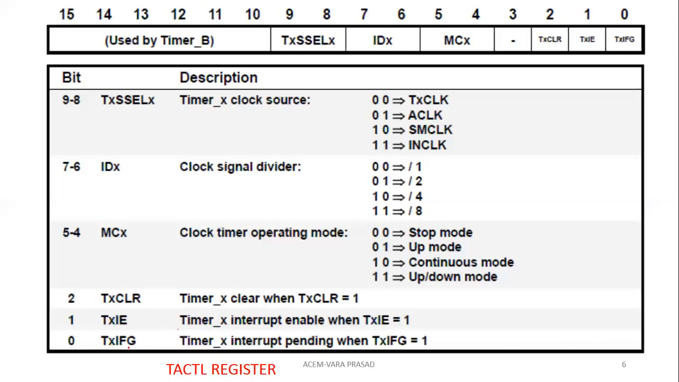Then timer IFG. So interrupt is pending or not. So servicing is provided or not. If that is equal to 1, interrupt is pending. If 0, no interrupts are pending. Okay, this is the 16-bit register of the timer A control register. Okay, let's go to the next register.